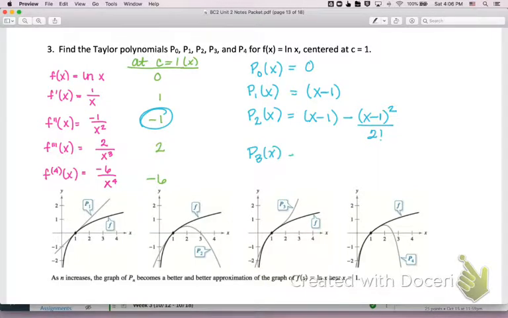P3 is going to be everything we already had, x minus 1 minus x minus 1 squared over 2 factorial. This one's going to have a coefficient of plus 2 x minus 1 cubed over 3 factorial. And then you could do the same thing with the 4th. I'm going to leave you to finish the 4th degree polynomial on your own. And I'm going to leave you to look at example 4 in the notes on the PDF that is posted. But this is hopefully enough to get you started.